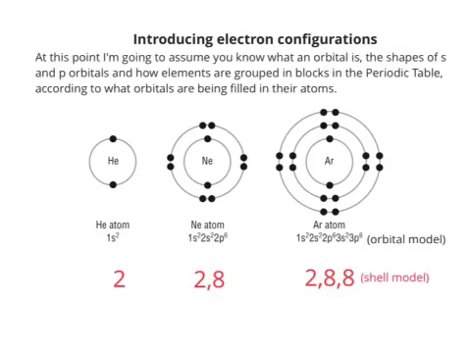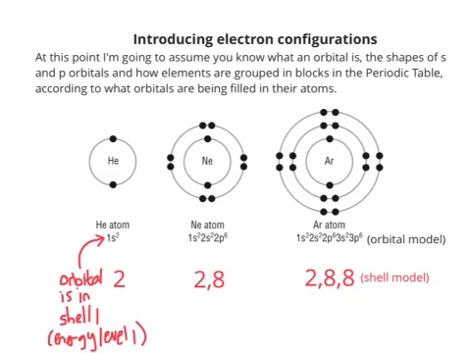So at this point I'm assuming that you know what an orbital is, shapes of the s and p orbitals, and a little bit about how elements are grouped in blocks in the periodic table according to what orbitals are being filled in their atoms. Now if we look at the orbital model configurations, you'll see that there are big numbers and little numbers.